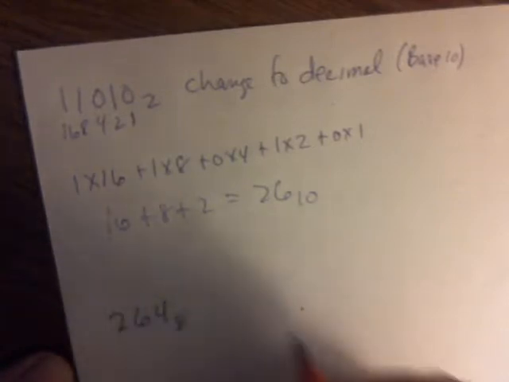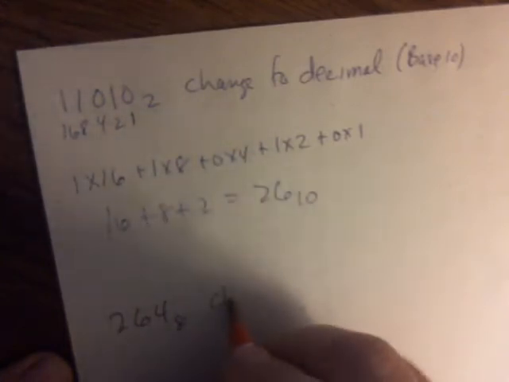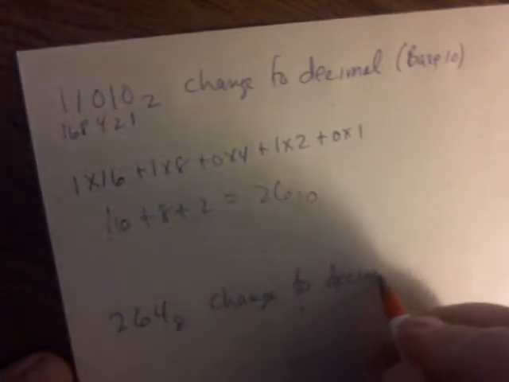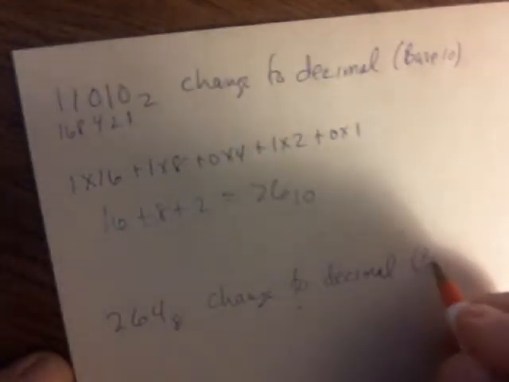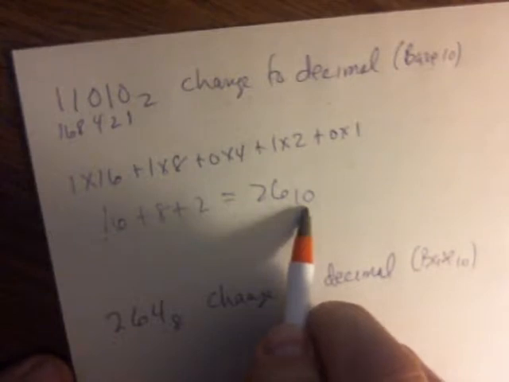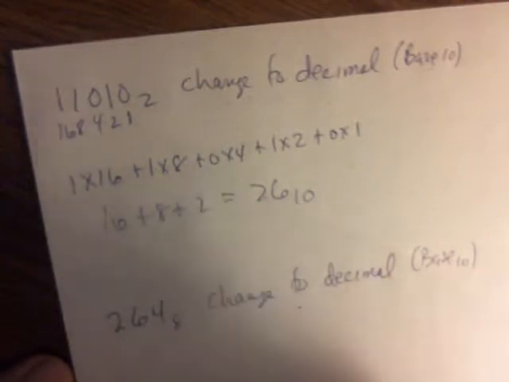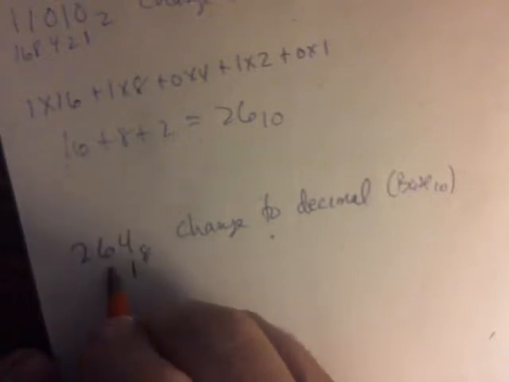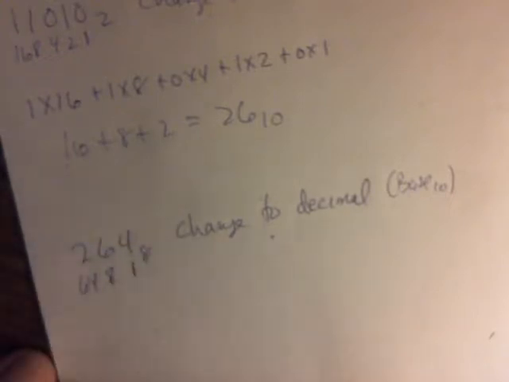264 base 8, or an octal, excuse me, and I want to change that to decimal, again, which is base 10, and that's all that means there. That has no calculation value at all. It's just indicating what base we're dealing with, just like this 8 here. So again, I look at this number, and this is my ones place, this is my eights place, and this is my 64s place.